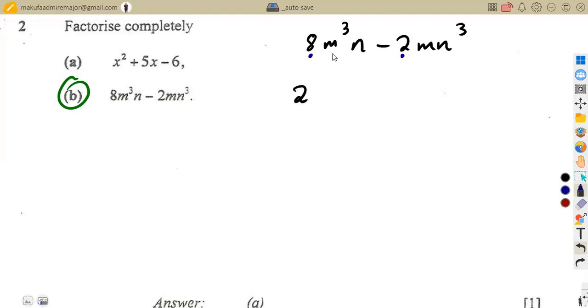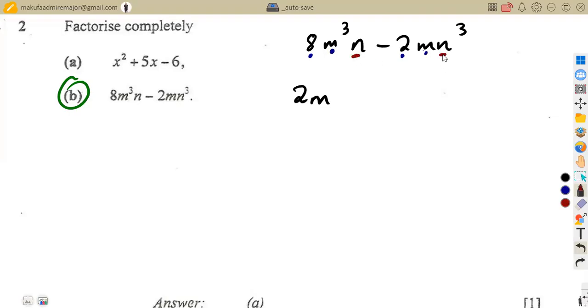We move on to the m. We've got m to the exponent of 3 and m. How do you check the highest common factor when you are given exponents? You take the one that has the smallest exponent. It must be common, having the smallest exponent. So that one is going to be m.